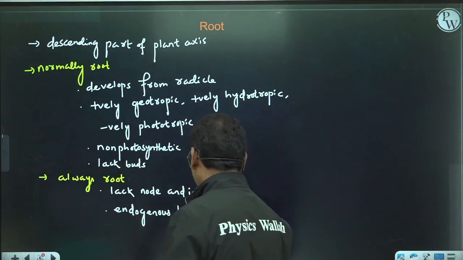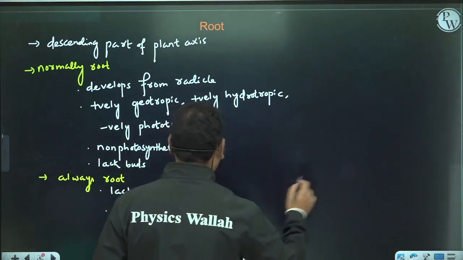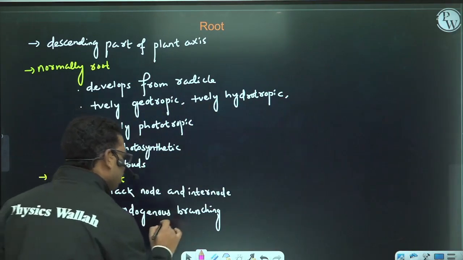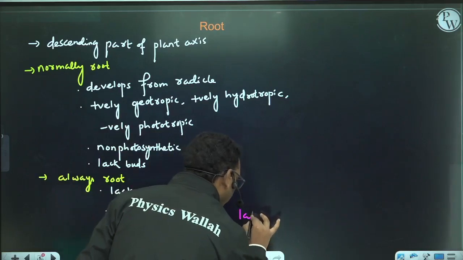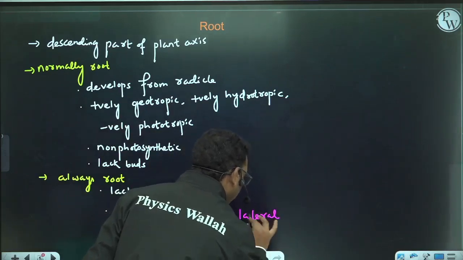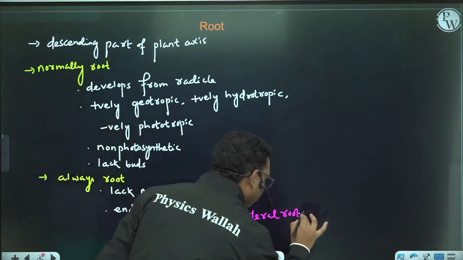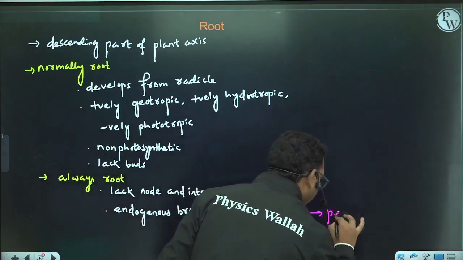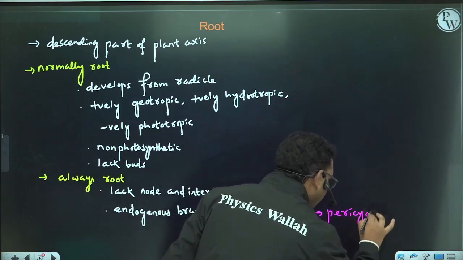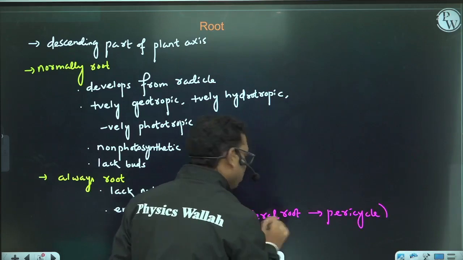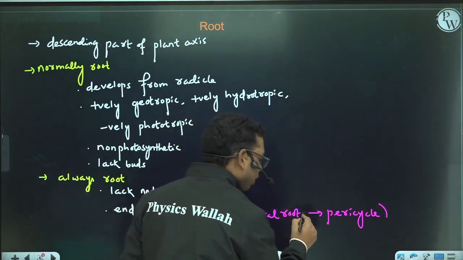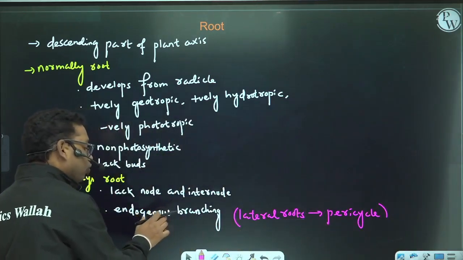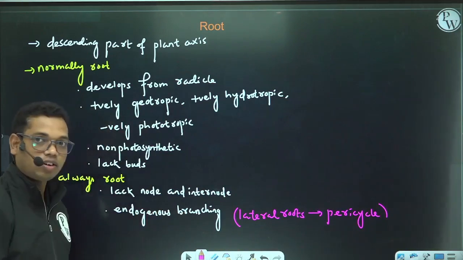So I will write here, why do we call the branching of the root endogenous? Because the lateral roots develop from the pericycle, which is an internal structure. Because the lateral roots develop from the pericycle, that is why the branching of the root is endogenous in nature.